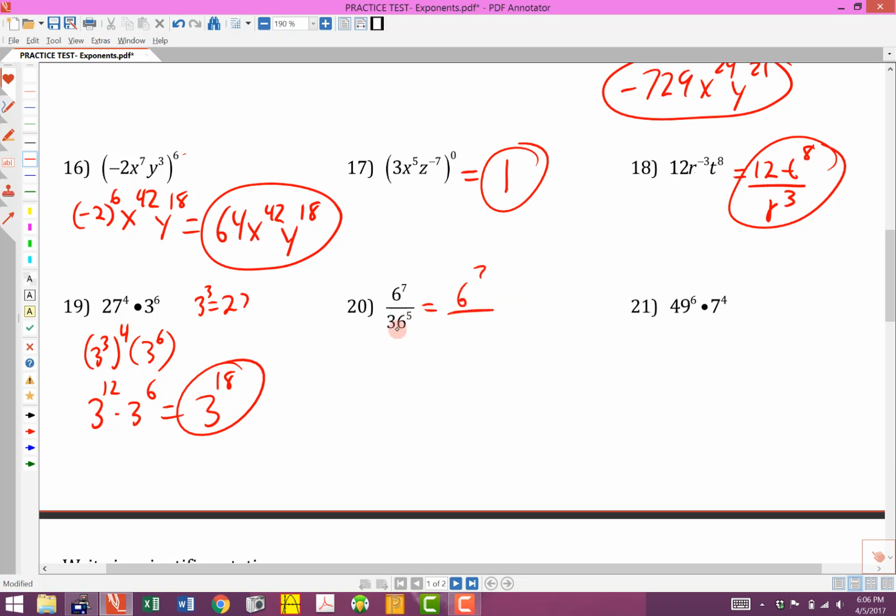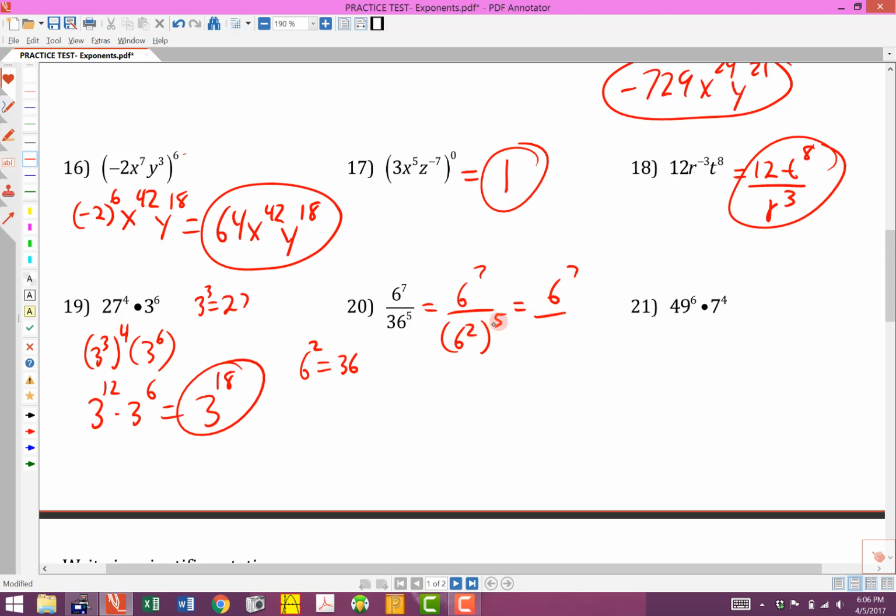This is 6 to the 7th, and we did this a few minutes ago. Is there a 6 to some power that we could have equal 36? So I'm going to put the 5 outside. 6 to what power equals 36? And that would be to the 2nd power. 6 squared is 36. So I'm going to write 6 squared here.